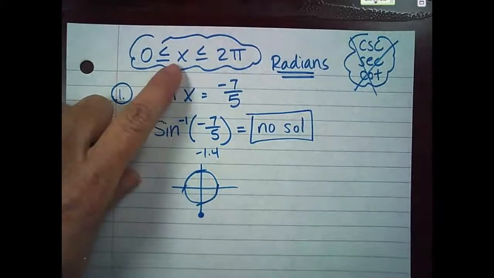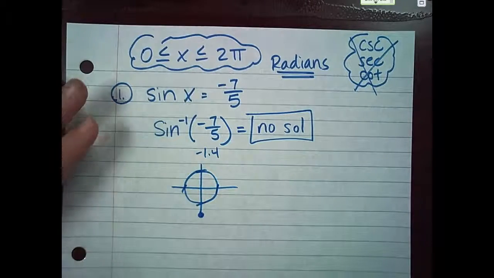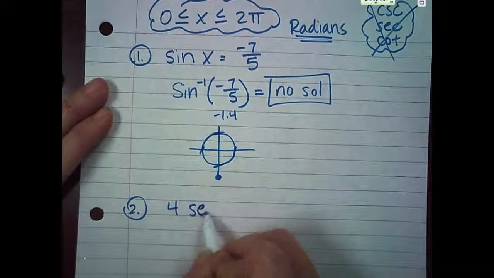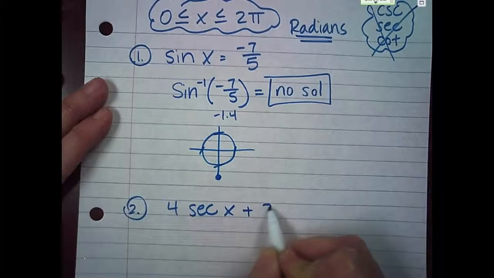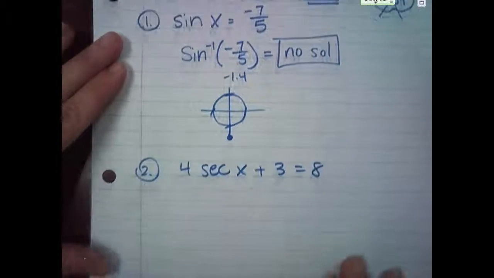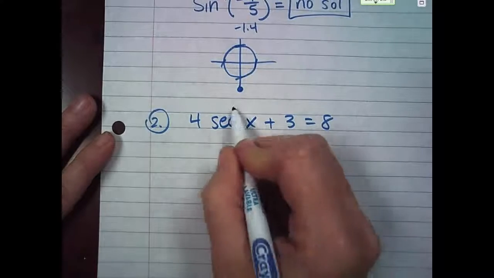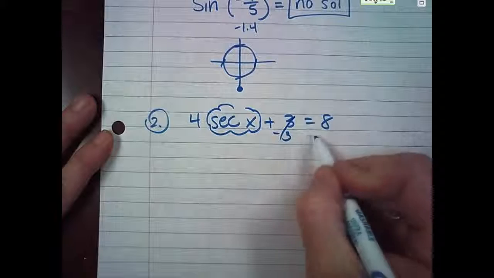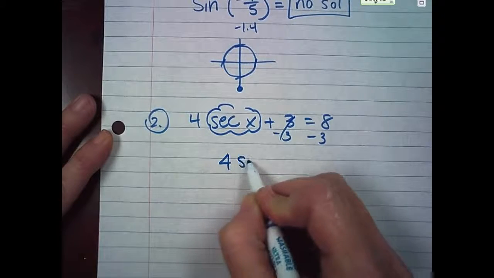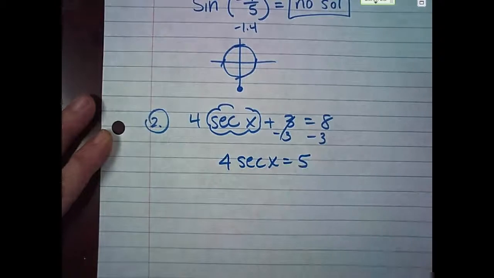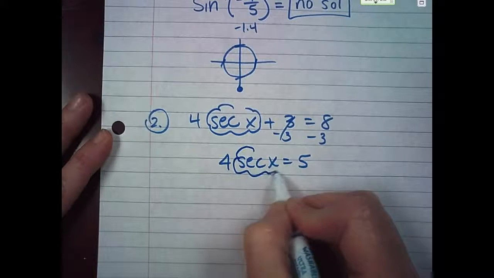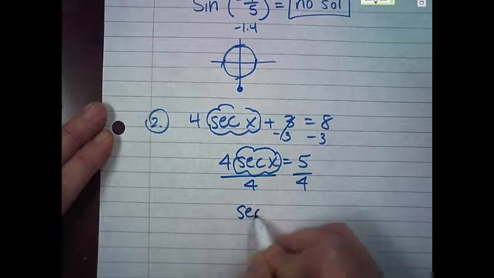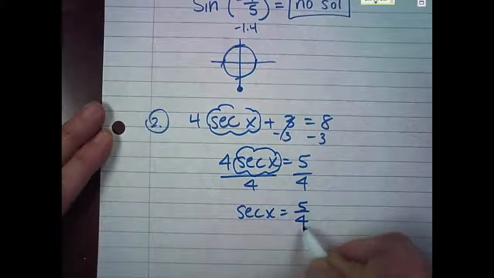Okay, number 2, same directions. Keep it in radians. And the problem said 4 secant x plus 3 equals 8. Right, remember, try to get secant of x all by itself. Move the 3 over. So now you're at 4 secant x equals 5. Again, you're going to get this all alone, so divide everything by 4. So now you're at secant of x equals 5/4.